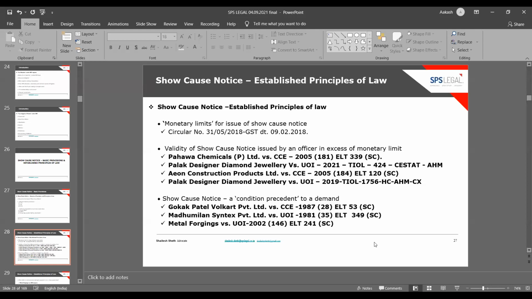The High Court then referred back the matter with some directions. Based on those High Court observations, following the Power Chemicals Supreme Court decision, the Tribunal Ahmedabad bench ultimately dismissed the challenge to the validity of the SOCOS notice in the Palak Designer case on the ground that it exceeded the monetary limits. This is the judgment in the context of GST.